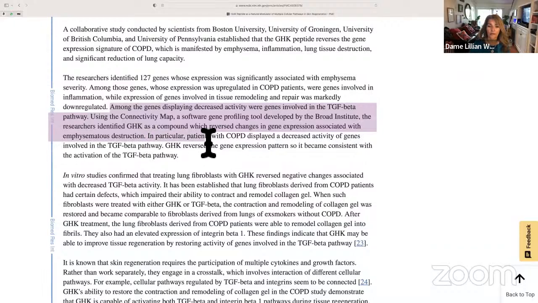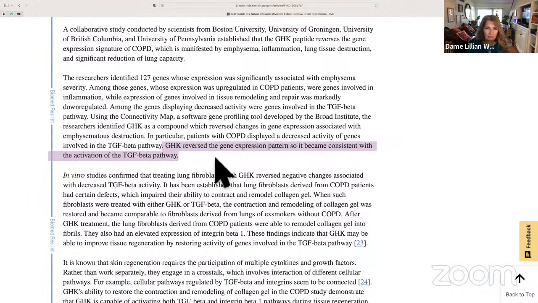In particular, patients with COPD displayed a decreased activity of genes involved in the TGF-beta pathway. GHK reversed the gene expression pattern so it became consistent with the activation of the TGF-beta pathway. That's a little too technical. You don't really have to follow that. It's basically telling you on the 405 freeway, you're going to get off on Beach Boulevard, exit 5A. That's the equivalent to that, okay?